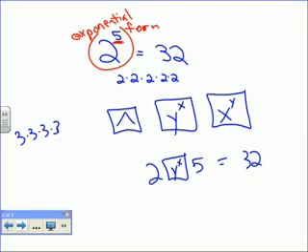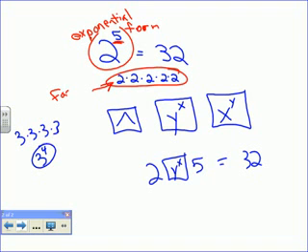So when they give you something like this and they say write that in exponential form, you would say 3 to the 4th power. Good. Okay? If they say write it in factorial form, that means write 2 times 2 times 2 times 2 times 2. They want you to break it into factors. So this is factorial form.